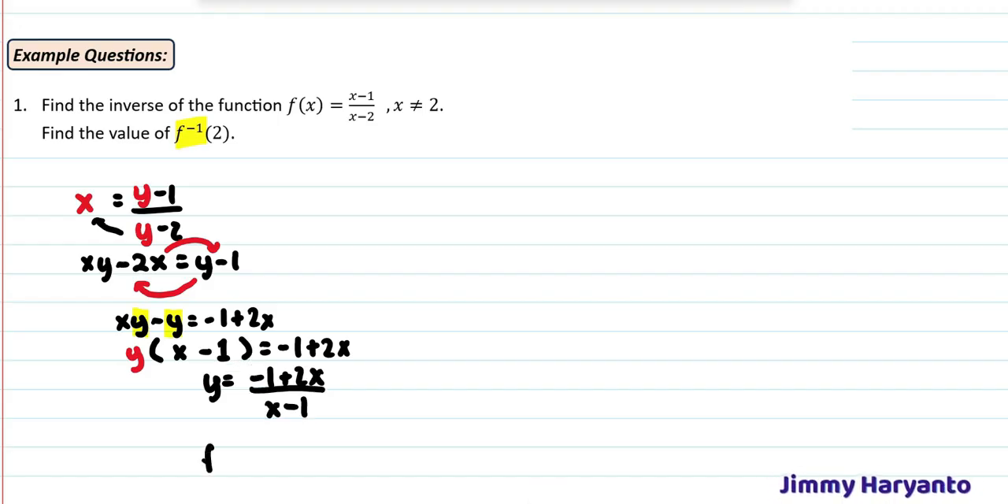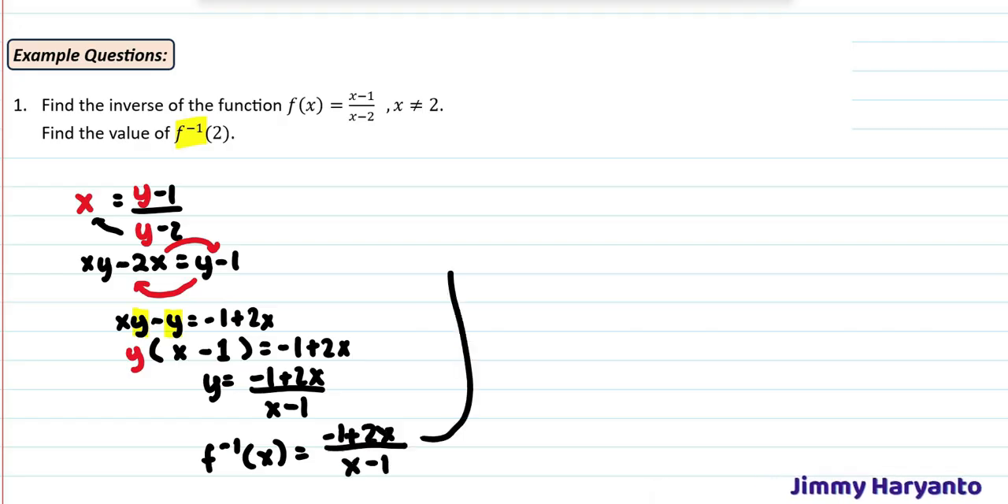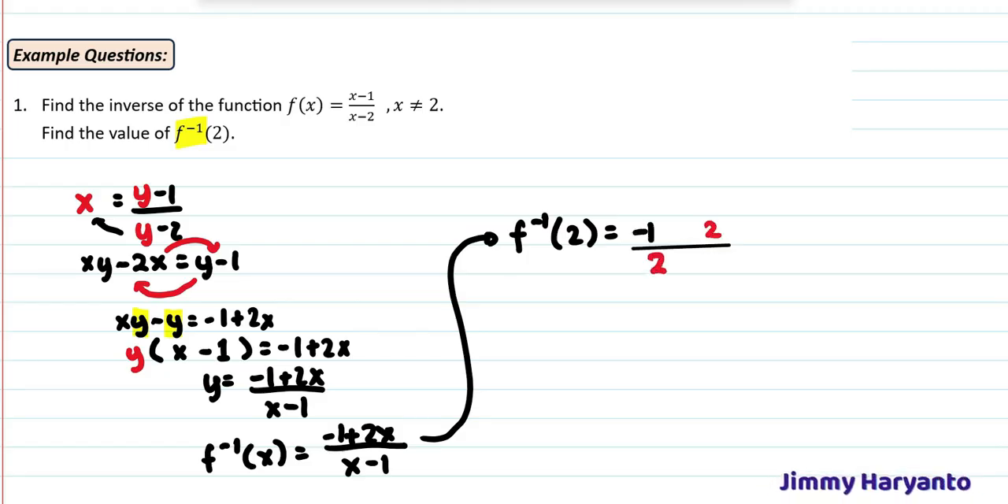And then after that, we can rewrite the expression as f inverse equals to negative 1 plus 2x over x minus 1. And then after this, we can calculate the values. f inverse of 2 means we only have to insert the 2 into the x. Negative 1 plus 2 times 2, over x minus 1, just like that. Negative 1 plus 4 equals to 3, 2 minus 1 equals to 1, so the final result equals to 3.